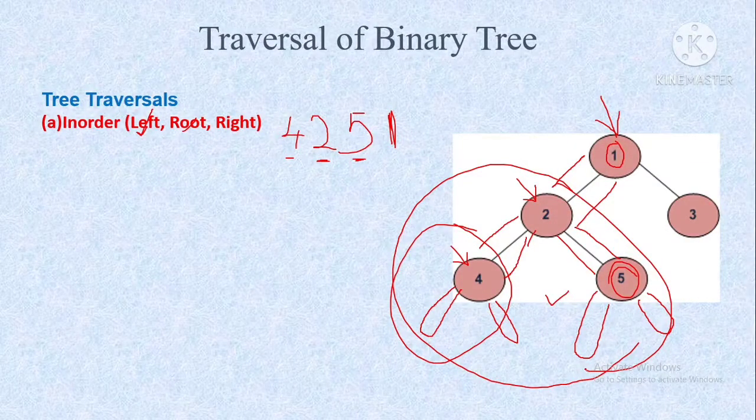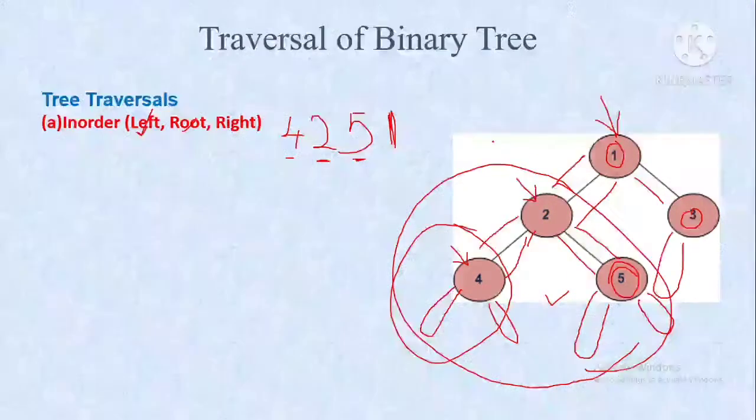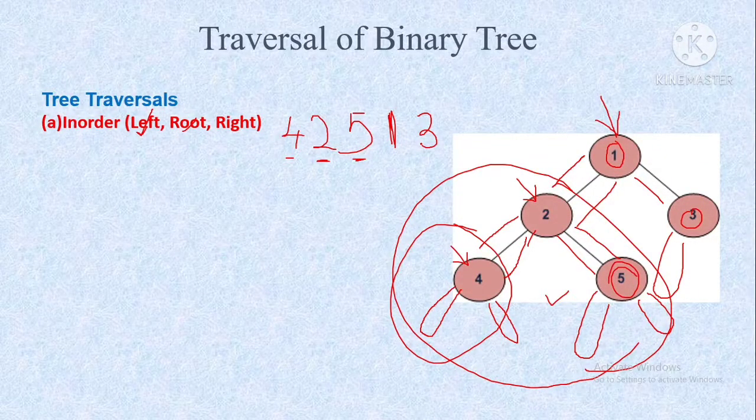I can write the root node only when I have completely printed all my left nodes. Now I can write this 1. Then I'll go to this particular node. Before I print this node, I should check whether it has a left node. It does not have any left node, so I can write this node because it does not have any left subtree.